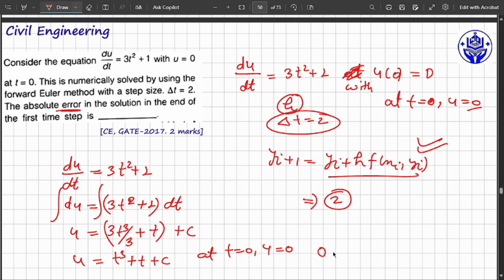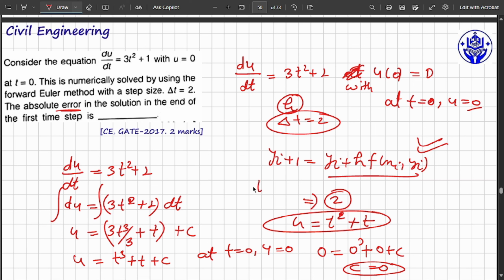It means 0 is equal to 0 cube plus 0 plus c, then c is equal to 0. So u is equal to t square plus t is the answer. Now here, what is t? Here t is 0. Here t is 2. So if I put 2 here, then I will get the solution. Yes, it is cube, na?